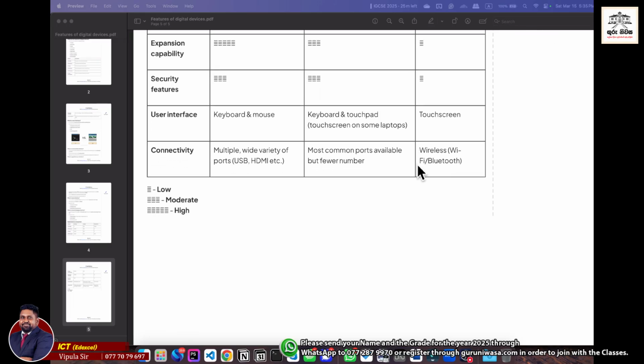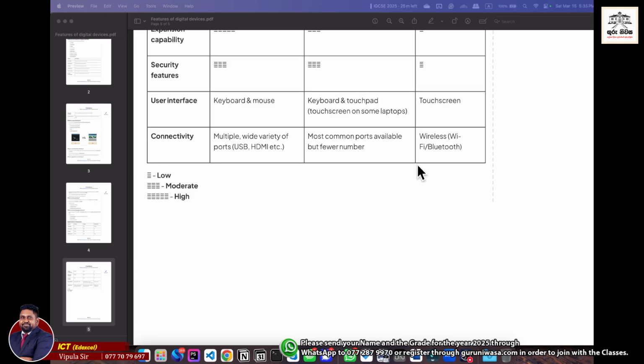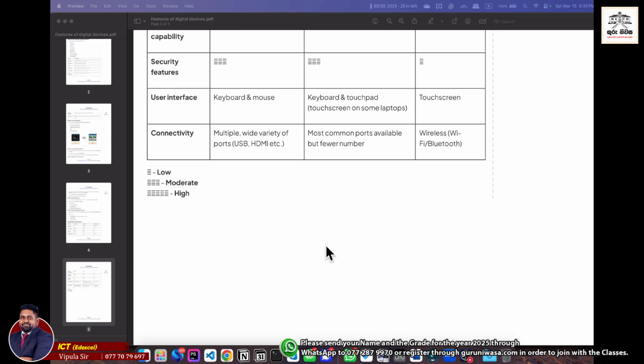final point is connectivity. When we say connectivity here, guys, it's about all the types of connectivity.